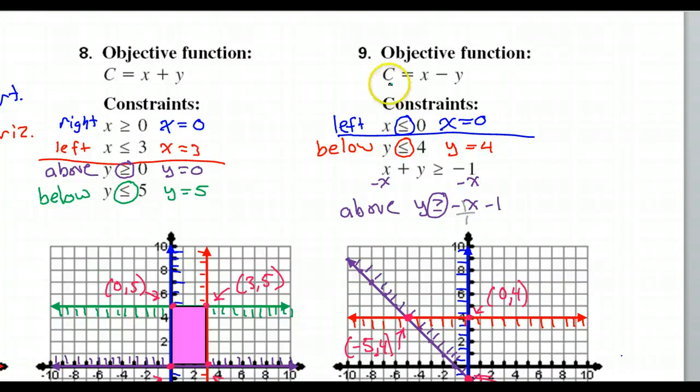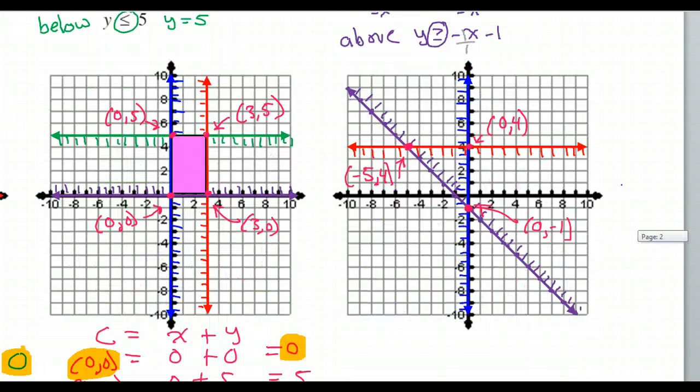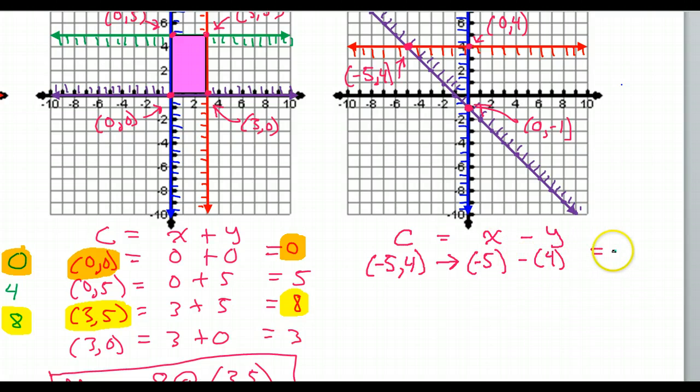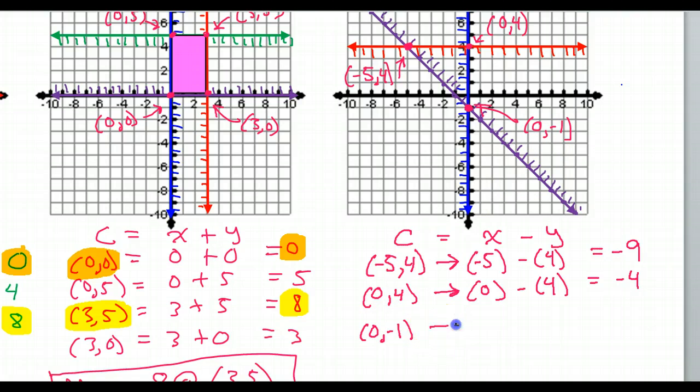So remember, the objective function is c equals x minus y. So we need to substitute each one of these into this function. So I think I'll just start with negative 5, 4. And that's negative 9. And then we'll do 0, 4. And that's going to be negative 4. And then we'll do 0, negative 1.